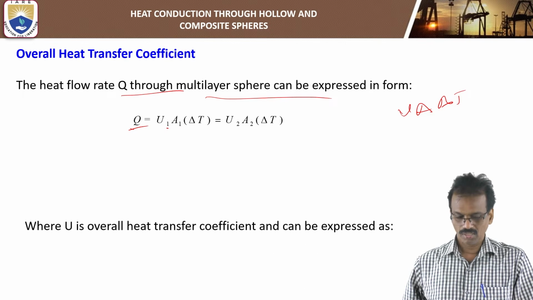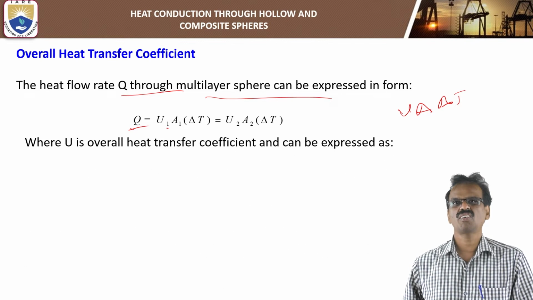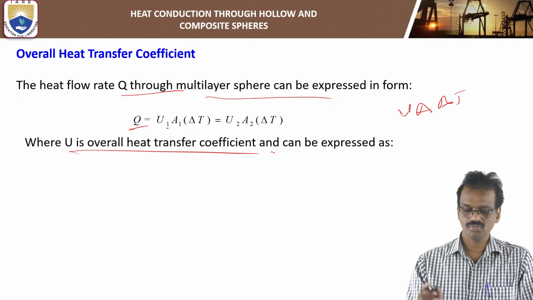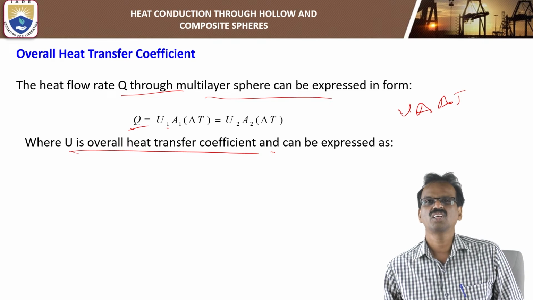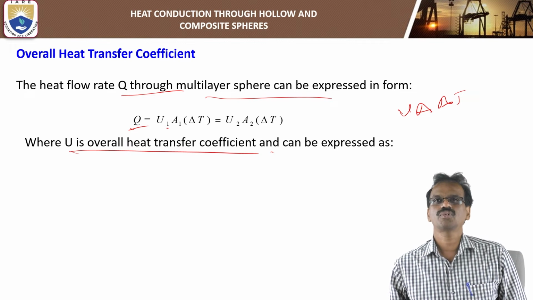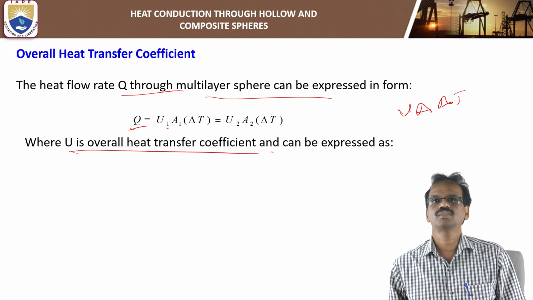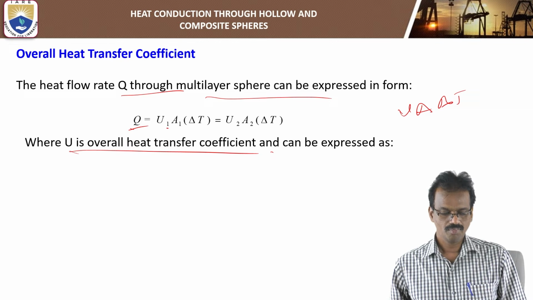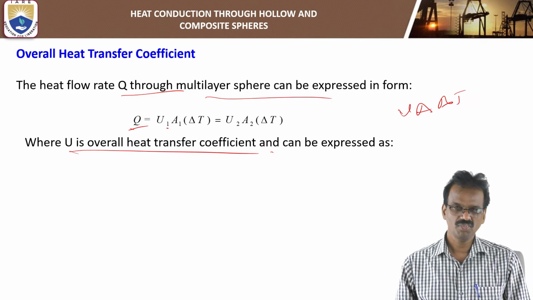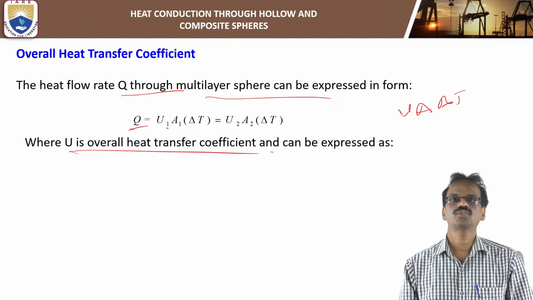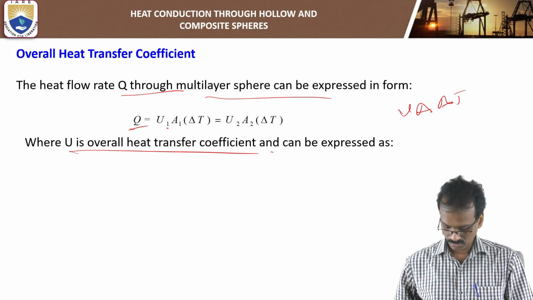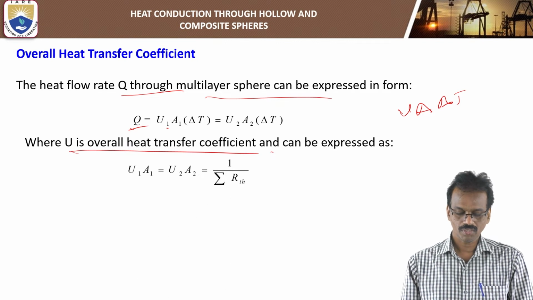So you can rewrite like this one. U is the overall heat transfer coefficient. You have to remember this one. Sometimes questions ask you to find the overall heat transfer coefficient. You will be asked in the numericals to solve for the overall heat transfer coefficient.